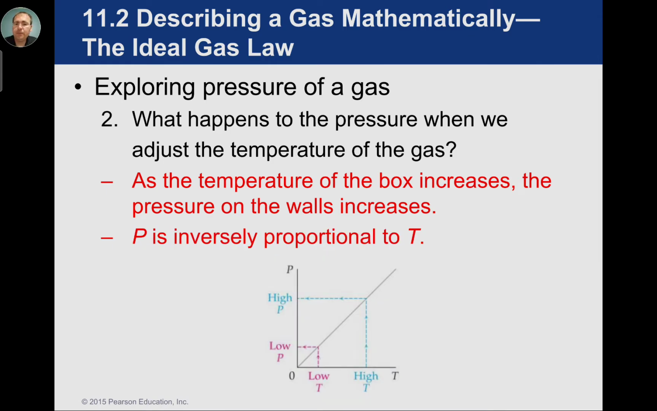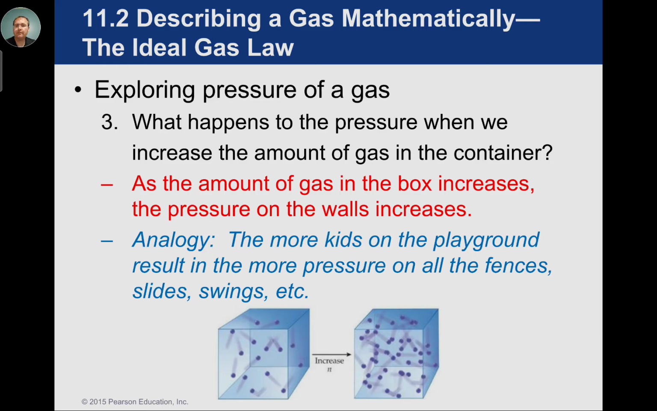This is what we call being proportional. So as one goes up, the other goes up. If you double temperature, you double pressure. If you cut the pressure in half, you're going to cut the temperature in half. They increase and decrease at the same rate.